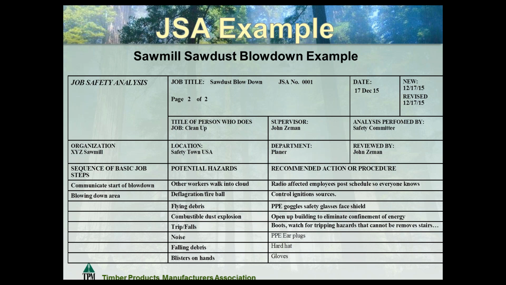And then also the wand sometimes is rough on a guy's hands or a girl's hands. You need to wear some gloves. So that's kind of a basic rundown of a specific JSA example on sawdust blowdown. So right there, in the left column you have the sequence of steps. In the middle column you have the hazard with each step. And then in the third, right column, you put all of the controls.